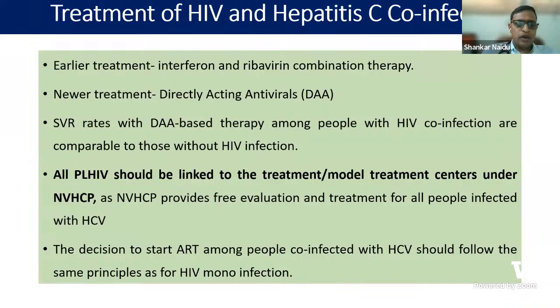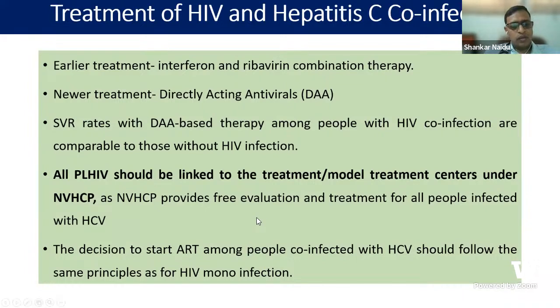So regarding therapy for hepatitis C, previously interferon and ribavirin were used in combination, and this combination therapy was associated with a lot of side effects. Not many patients would tolerate this combination, and also the response rates were not as good as what we see nowadays. Because recently, for the last few years, hepatitis C treatment has been revolutionized by the use of direct acting antivirals, and the sustained virological response rates with direct acting antivirals were almost similar to that in non-HIV patients.